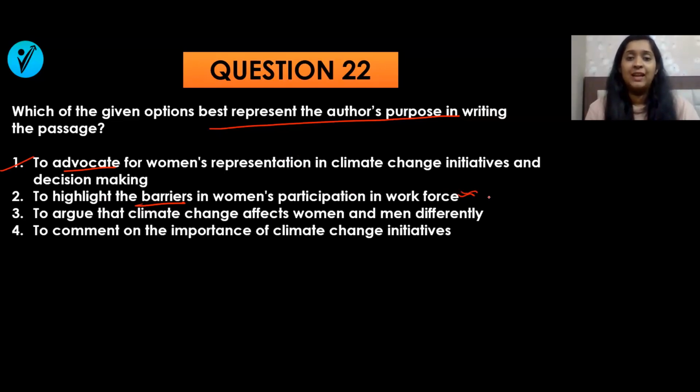To argue that climate change affects men and women differently. The reading is different, but it does not affect them differently. To comment on the importance of climate change initiatives. Without the word women, it will not be complete. The conclusion or the purpose of the passage cannot be complete. So option number 4 is completely incorrect.